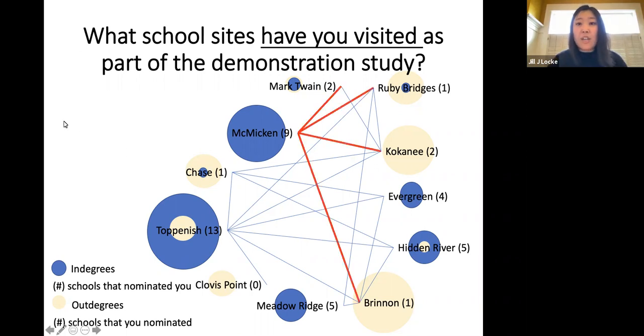We also can look at the connections. And so the lines that are coming out of the school name are your connections. And this is a two-way street. So it's not clear from a map if McMicken is nominating Mark Twain or Mark Twain is nominating McMicken, but those schools are connected from the survey data. And so we can look at the size of the nodes, we can look at the number of connections, we can look at where there are some connections that are missing. So for example, Clovis Point has 0 in degrees at baseline. This is again at the start of the school year, but they are connected to Toppenish. So it looks like this direction is Clovis Point nominating Toppenish.